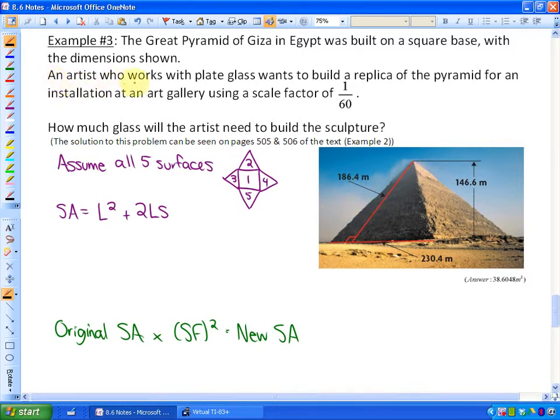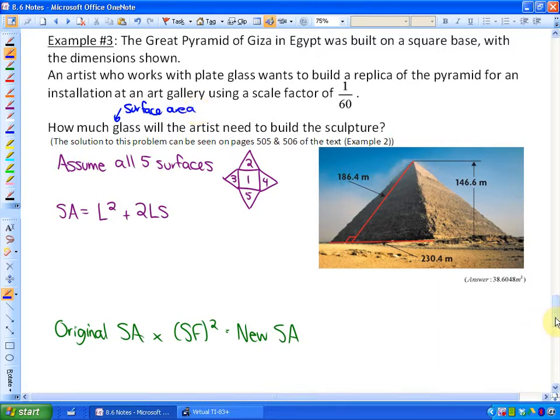An artist who works with plate glass wants to build a replica of the pyramid for an installation at an art gallery using a scale factor of 1 to 60. So he'd like to make the measurements 1/60th as big. How much glass will the artist need to build the sculpture? Now, how much glass, that is surface area. So essentially, what surface area of glass will he need to build the sculpture?